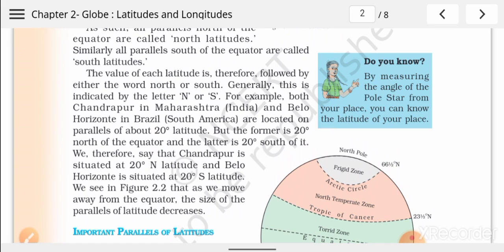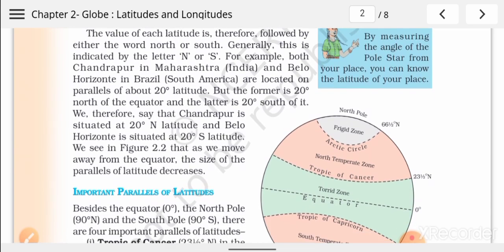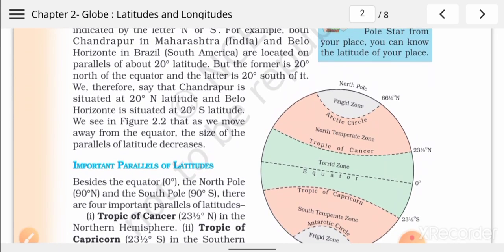For example, both Chandrapur in Maharashtra, that is situated in India, and Belo Horizonte in Brazil, that is in South America, are located on a parallel of about 20 degree latitude, but the former is in the northern hemisphere and the latter in the southern hemisphere. We therefore say that Chandrapur is situated at 20 degree north latitude and Belo Horizonte is situated at 20 degree south latitude. We see in picture 2.2 that as we move away from the equator, the size of the parallels of latitude decreases.